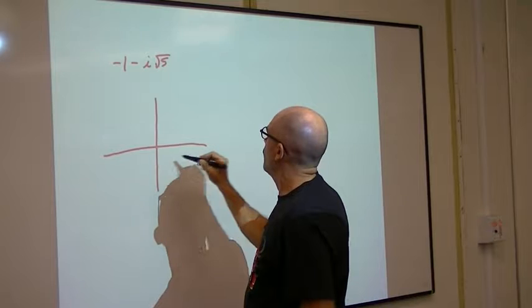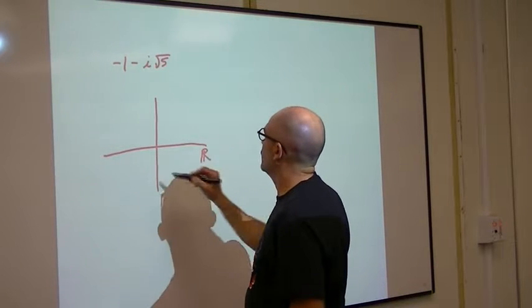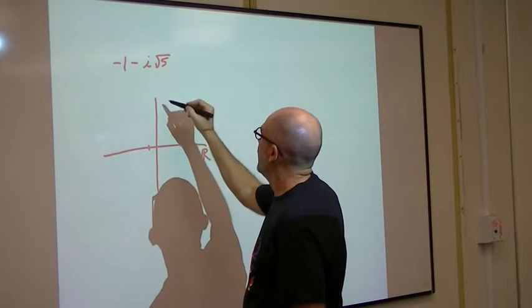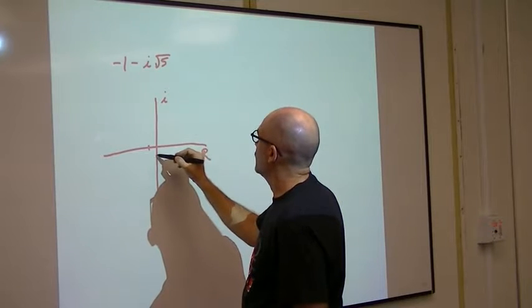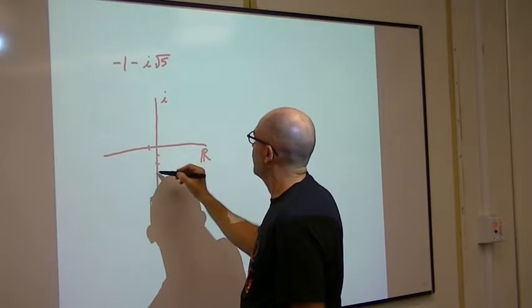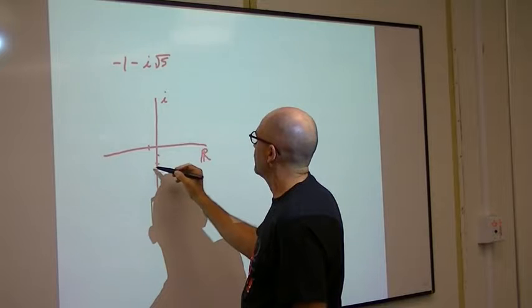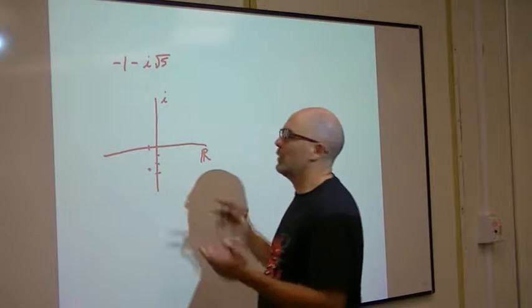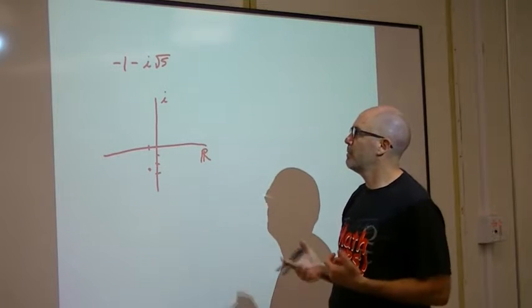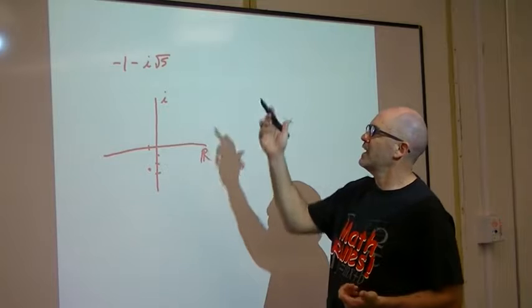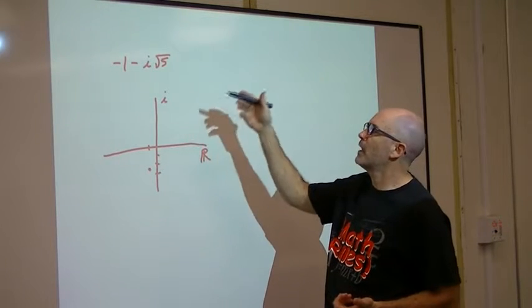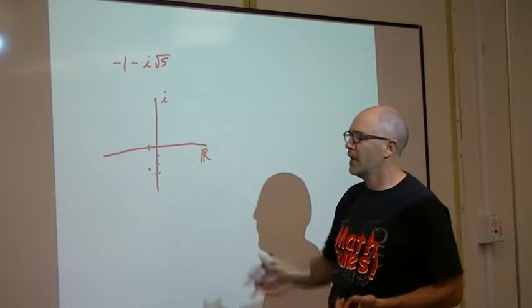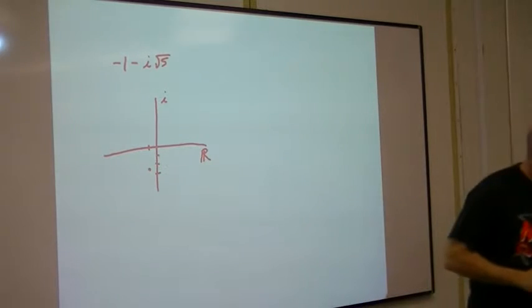Well, in the real direction, it's -1. In the imaginary direction, it's down square root of 5. So square root of 5 is about 2.3, so there it is. Piece of cake. Could not be easier. It's just like saying -1 comma negative square root of 5. And that's how you graph that. Okay.